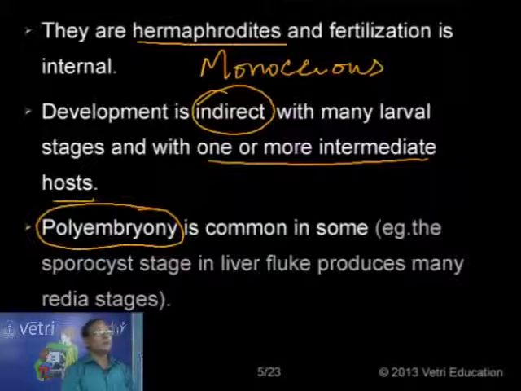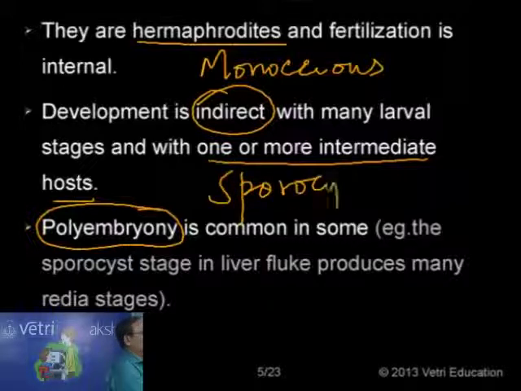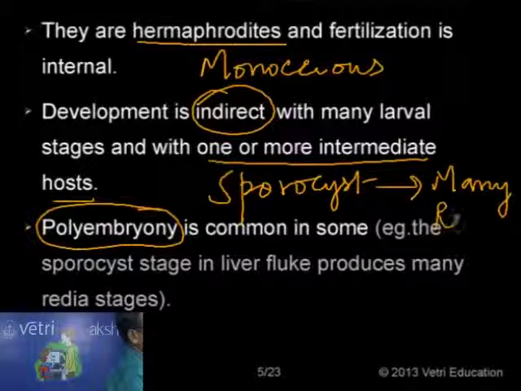In the case of the liver fluke, there are many larval stages, namely miracidium, then sporocyst, redia, cercaria, metacercaria, and so on. One of the larval stages during the life cycle of the liver fluke is the sporocyst. This sporocyst produces many redia, the next larval stage.